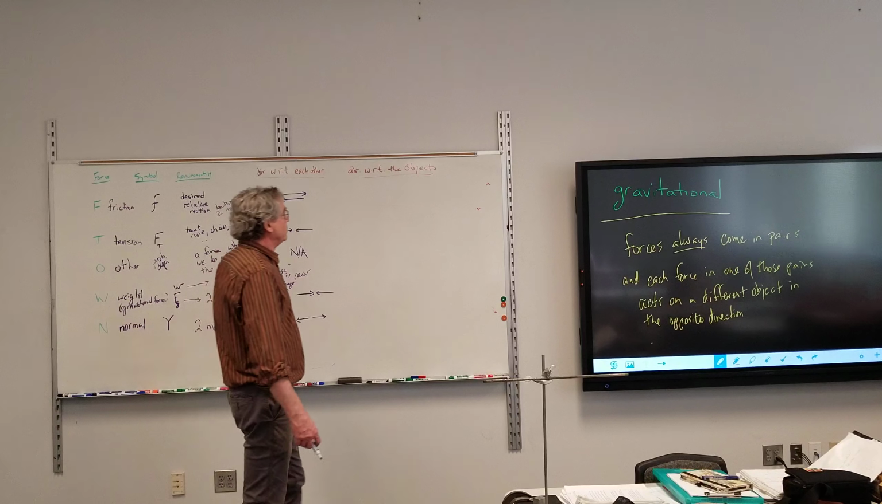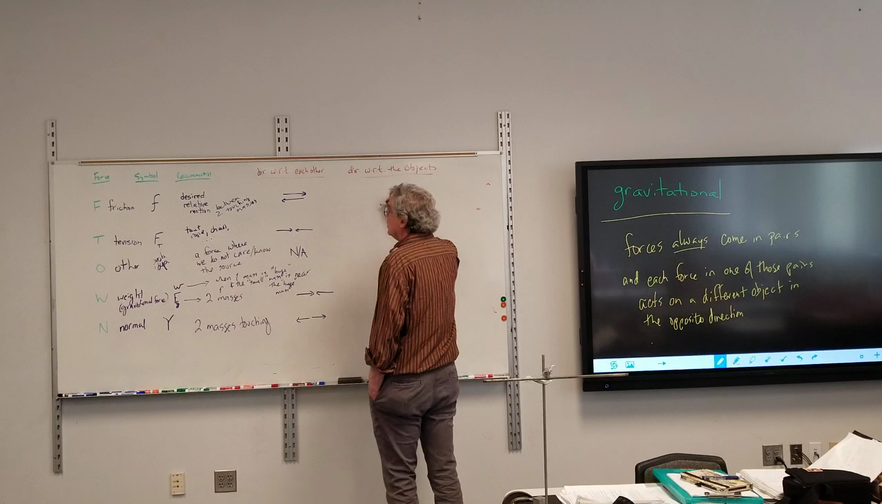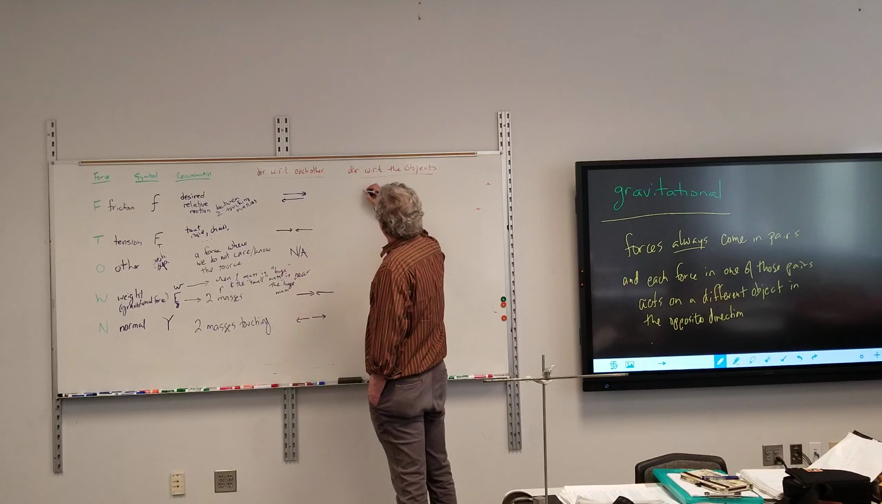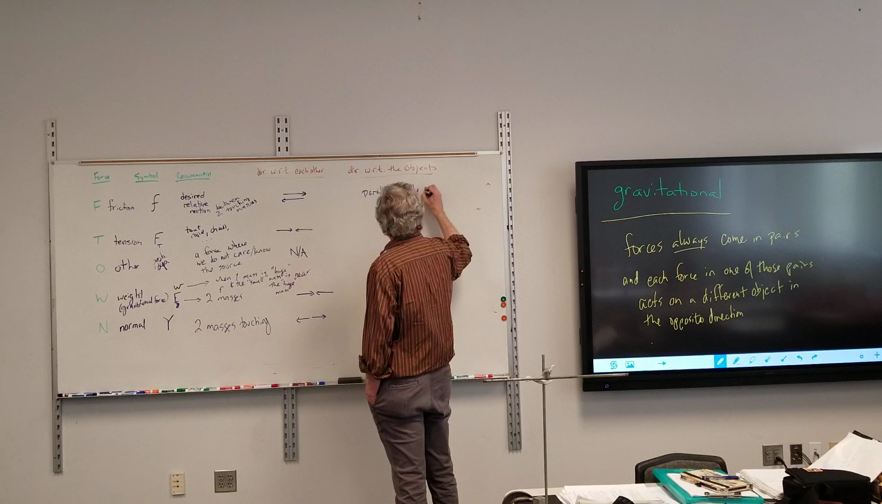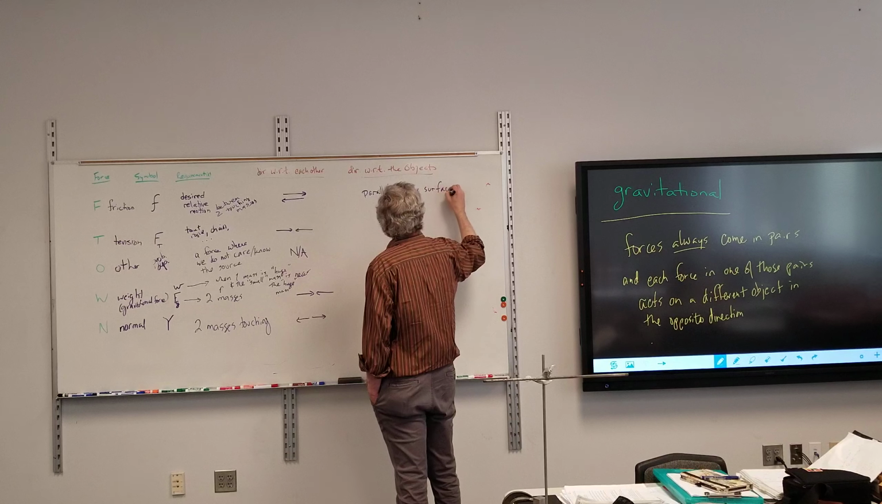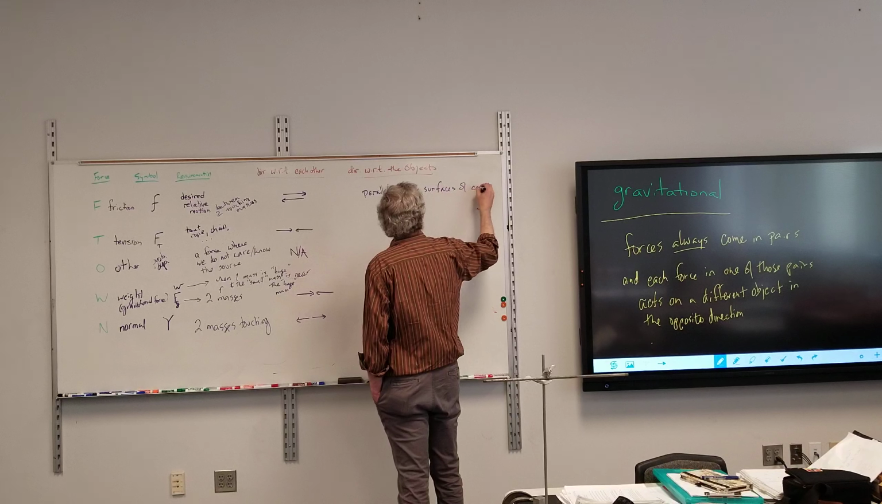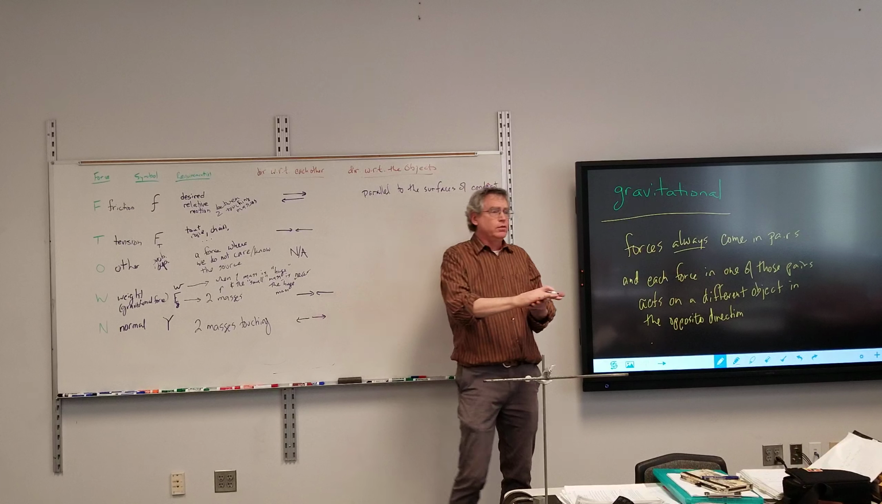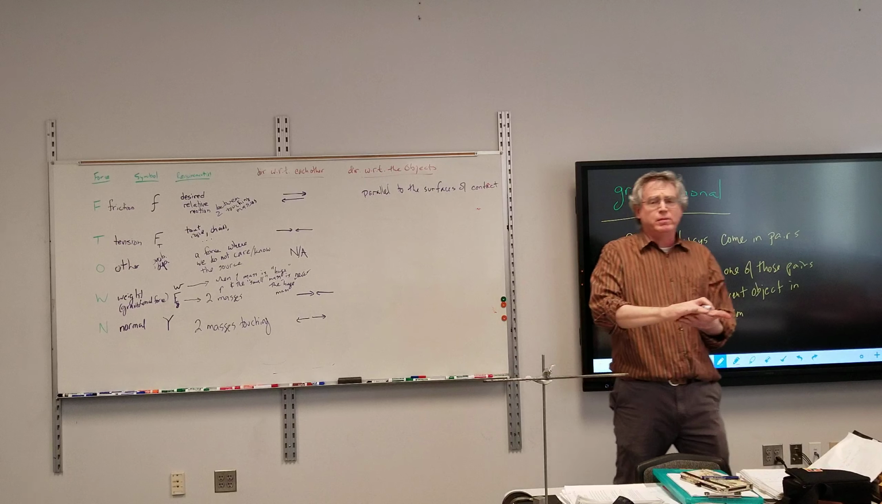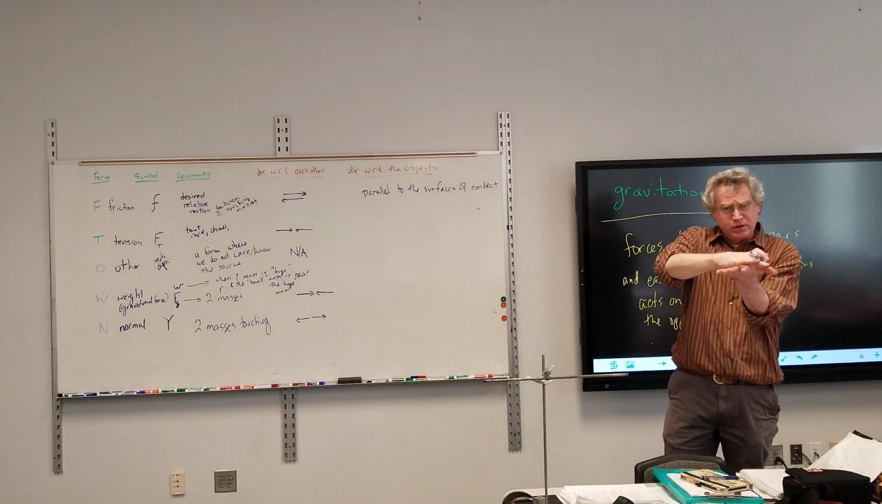The direction with respect to the objects, friction forces will always be parallel to the surfaces of contact. So I have two objects that are rubbing against each other. The friction forces that we will draw will be parallel to the two surfaces that are touching.